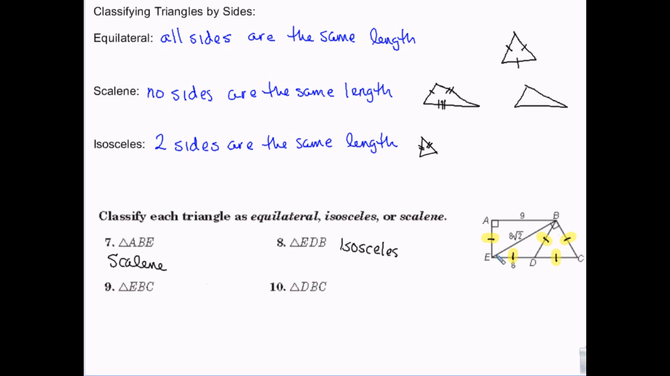E, B, C. So we're looking at the large triangle that's made up of the 2 smaller triangles. I have an 8 times the square root of 2, I have a single line, and then I have 2 single lines, which would make that not the same length. So it's scalene. And then lastly, I have DBC, where I have 3 of them with a single line, so that's equilateral.